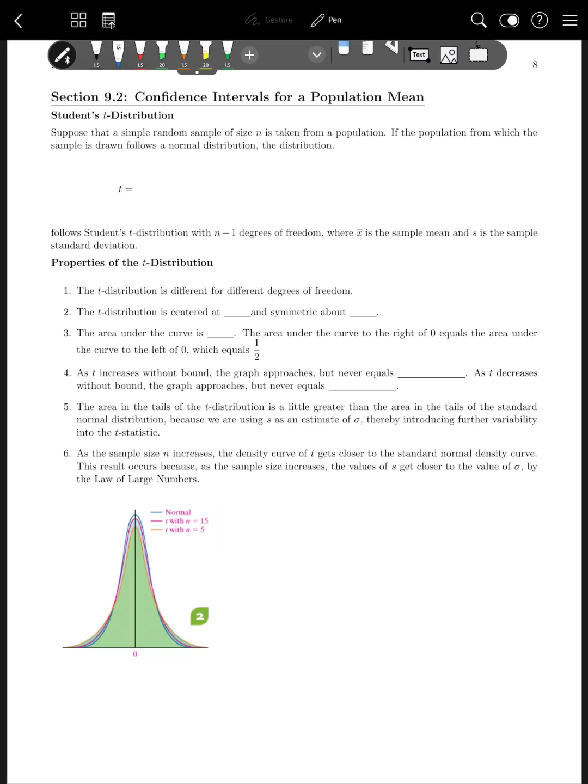The section 9.2 video lecture on confidence intervals for a population mean. So what we're going to do today is going to be pretty similar to what we did in section 9.1, but with the twist that we're going to do it for means. So we're going to have to talk about some new stuff.